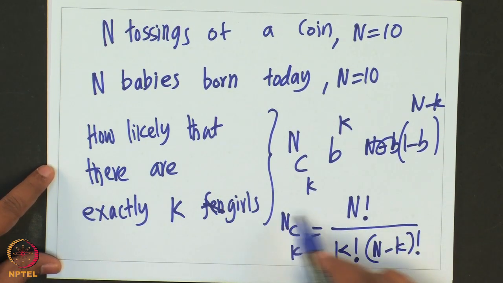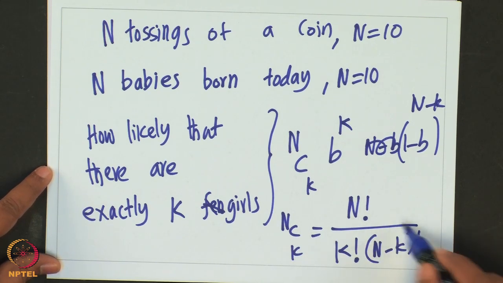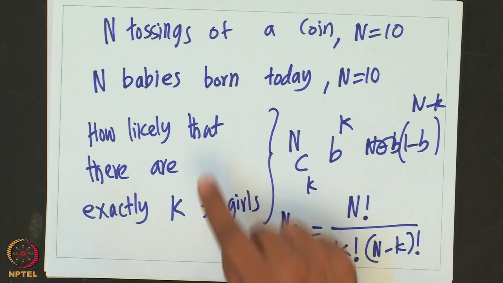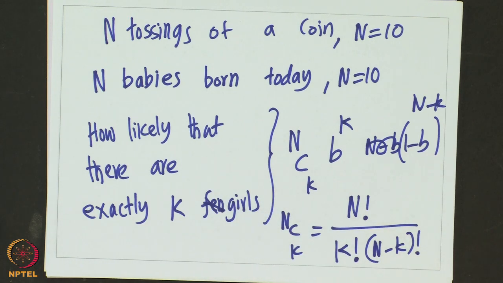So nCk is a number, and this can be computed like this: n factorial divided by k factorial times n minus k factorial. But it is very important to understand what is the question we are asking. We are asking how likely that there will be exactly this many male or this many heads. So let us take some simple examples, the case of n is equal to 10.